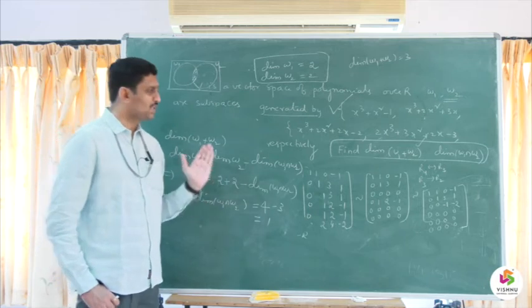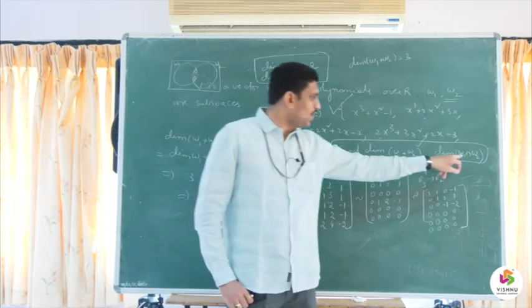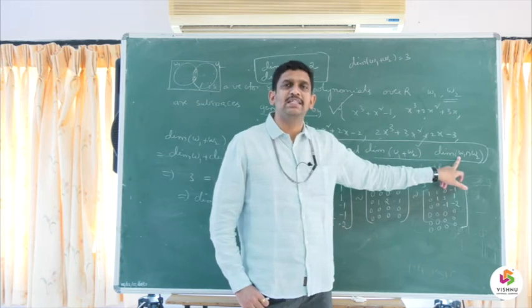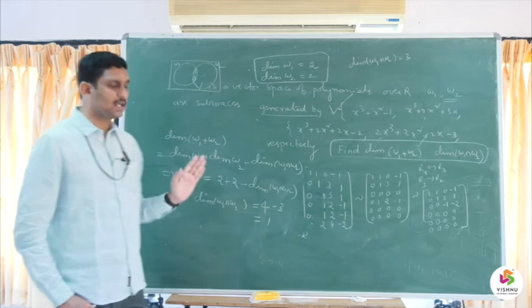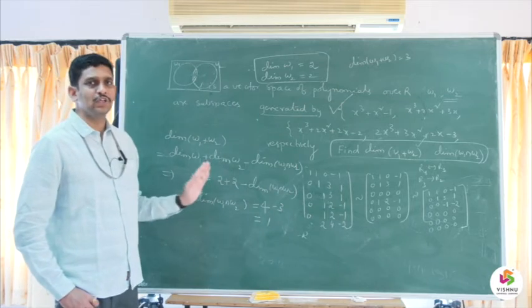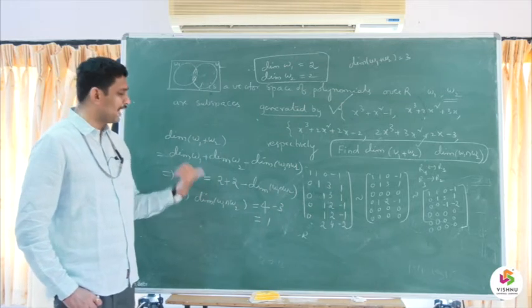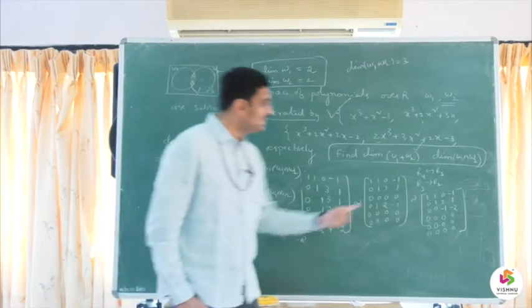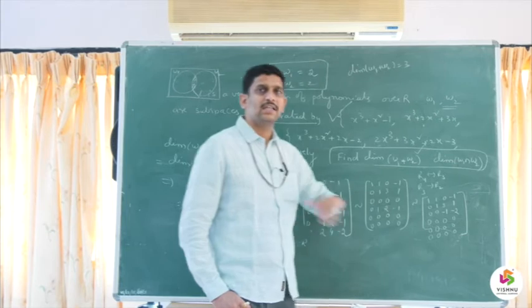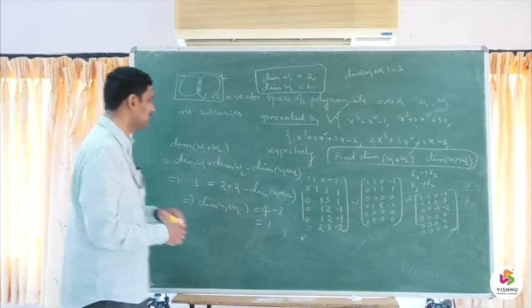So here we need to understand one thing. We are not calculating any basis for the intersection. We are just finding how many elements are there in the basis. That is the only thing we are doing here. Okay. So we are calculating the number of elements in the basis, but we are not calculating the basis for the intersection. That is a different issue, right?